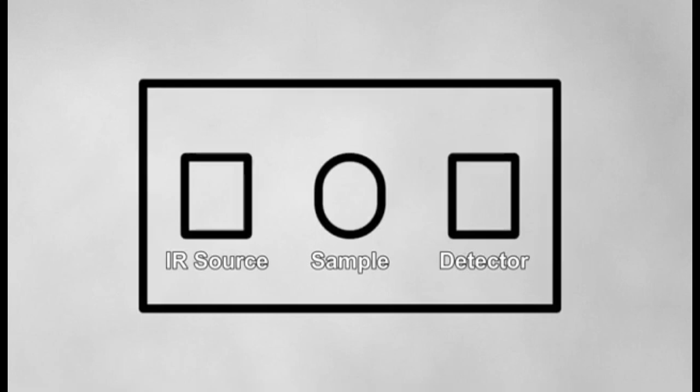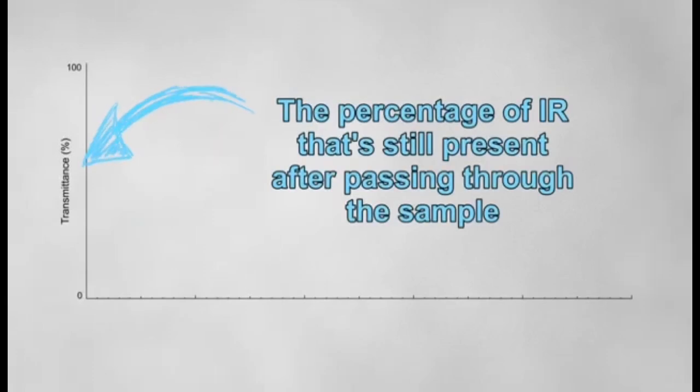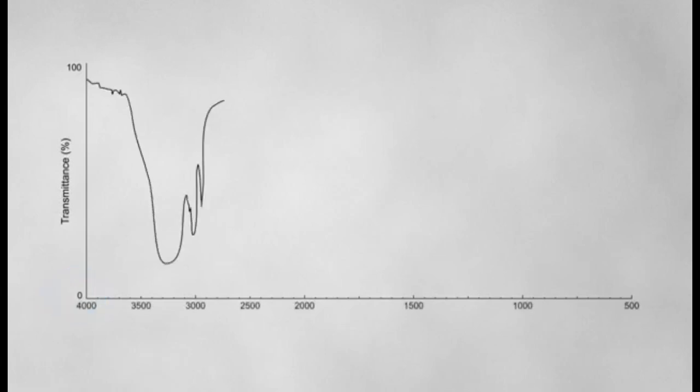When we run an IR spectrum, we pass a beam of infrared radiation through a sample. The beam then hits a detector, which is located on the other side of the sample. This detector measures the transmittance, or in other words, the percentage of IR that's still present after passing through the sample. A transmittance of 100% means that none of the beam was absorbed by the bonds in the sample, and so all of it hit the detector. A transmittance of 0% means all of the beam was absorbed by the bonds in the sample, so none of it hit the detector. Over time, we scan through different frequencies of IR radiation until we've gone through the whole IR spectrum.